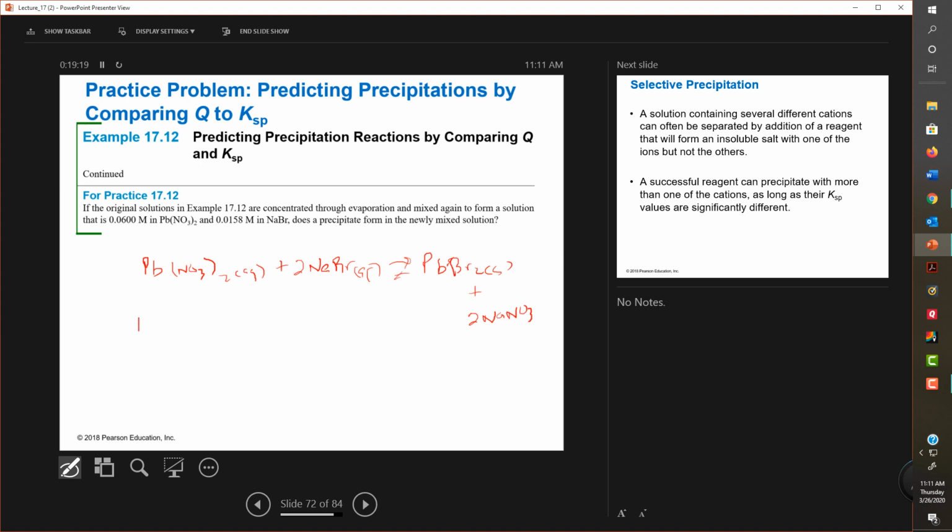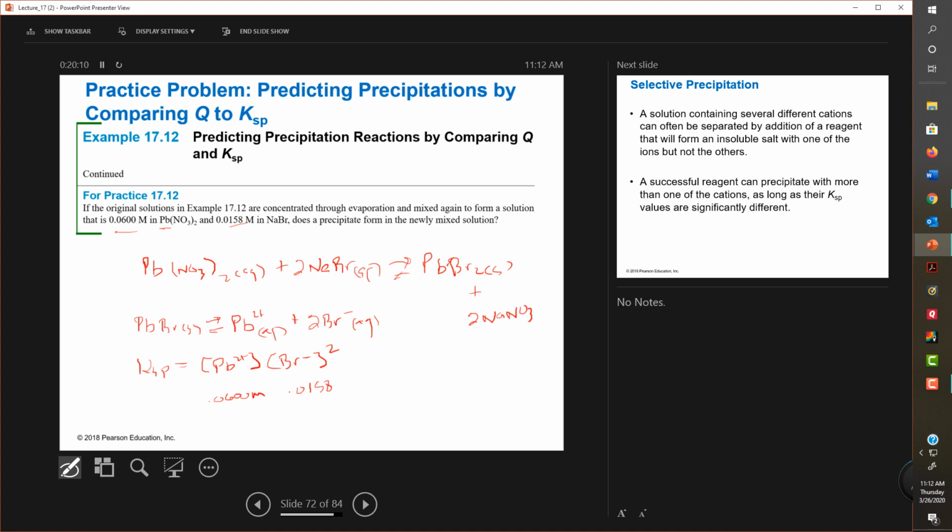Second equation is solubility equation. Lead 2 bromide solid yields lead 2 positive ions aqueous and 2 bromide ions aqueous. And so the KSP for this, the solubility product, is equal to the lead 2 positive concentration times the bromide ion concentration raised to the second power. All right, so we know that this is 0.0600 molar. Again, 1 to 1. And the bromide is this number. So it's again 1 to 1 in the sodium bromide.